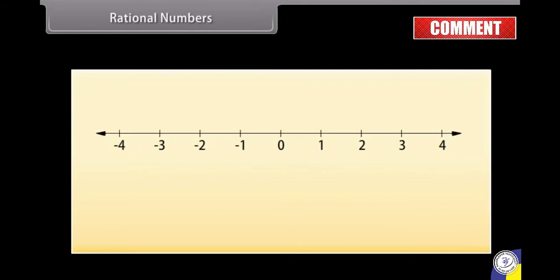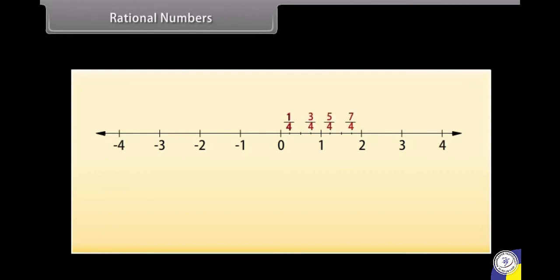Rational numbers. Now if we look between the numbers 0 and 1 or 1 and 2, we will see numbers like 1 by 4, 3 by 4 and so on. The collection of these numbers is called rational numbers. Rational numbers are denoted by the symbol Q.